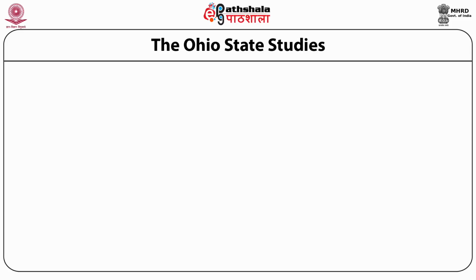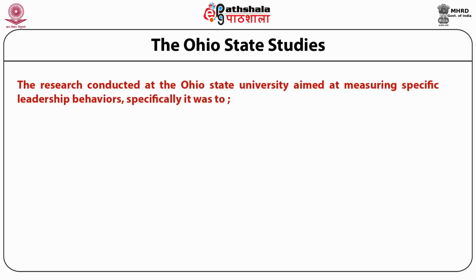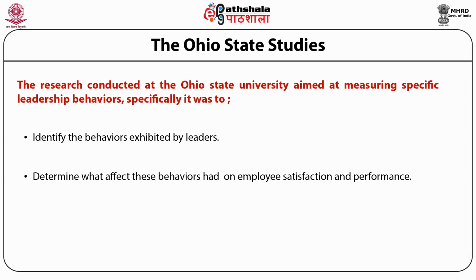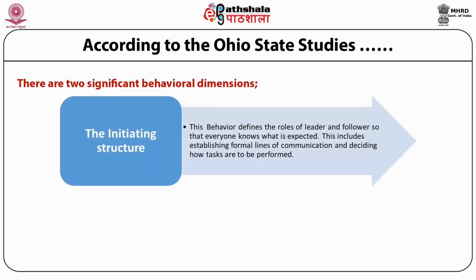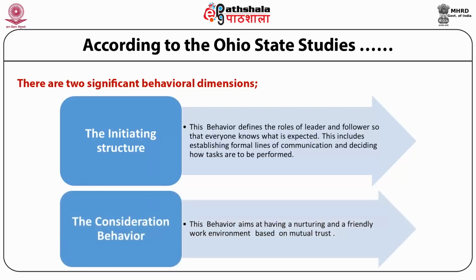The Ohio State Studies. The research conducted at the Ohio State University aimed at measuring specific leadership behaviors, to identify the behaviors exhibited by the leaders, determine what effect these behaviors had on employee satisfaction and performance, and identify the best leadership style. According to the Ohio State studies, there are two significant behavioral dimensions. One, the initiating structure, and two, the consideration behavior.